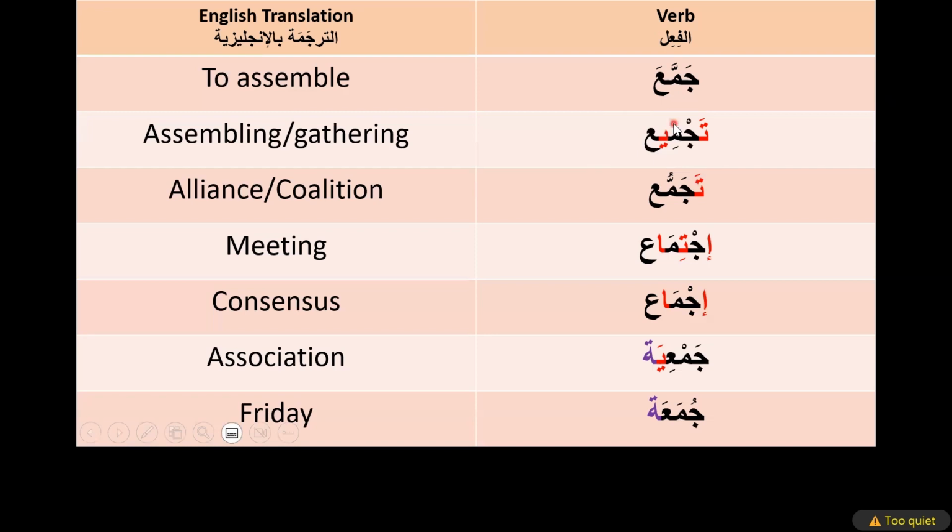Tajmi' is gathering, so like you have things that are sporadic or all over the place and you gather them or assemble them. Like you assemble a car, different parts you assemble and you end up having a car. Like here in jamma.